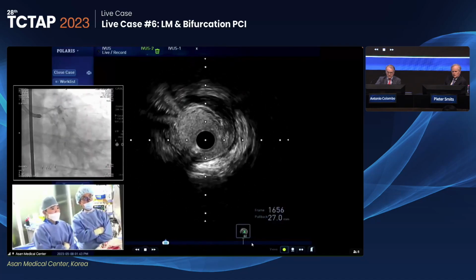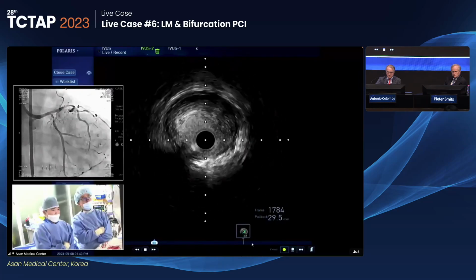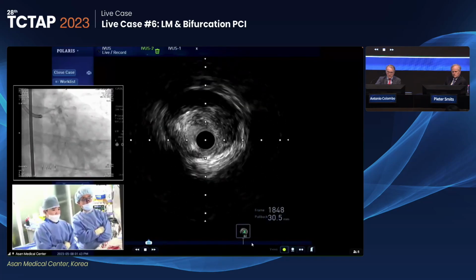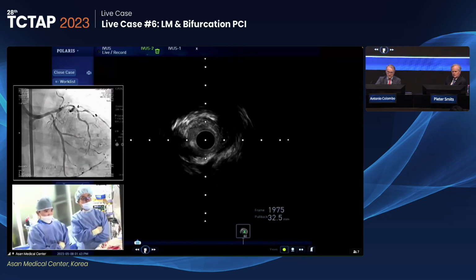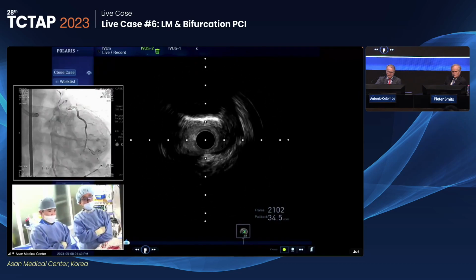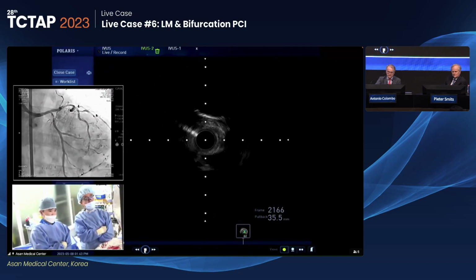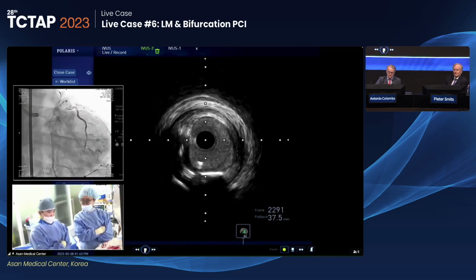So far, not so much calcium. Here, and the circumflex, it is a huge, huge plaque, 3.5, and very calcified plaque here. A little bit, not anything severe or dramatic. And here is the ostium. The ostium is absolutely compromised.